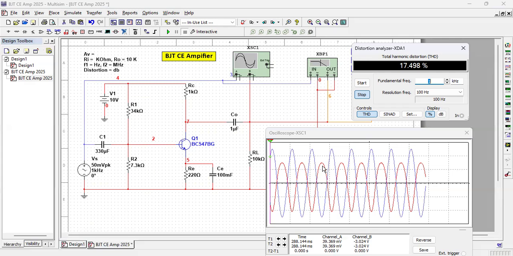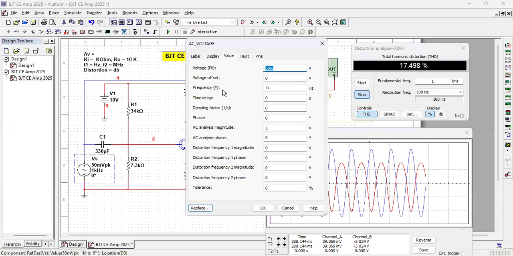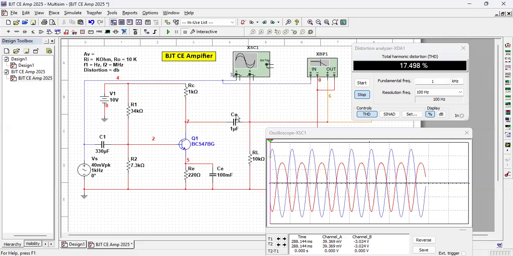You make the input signal low so that it is really a small signal amplifier, and within that low band, even if there is a nonlinearity, it should be acceptable. So what do we do? The input is 50 millivolt peak now, I make it lower. Say I make it 40 millivolt peak to peak. And see what is the result.